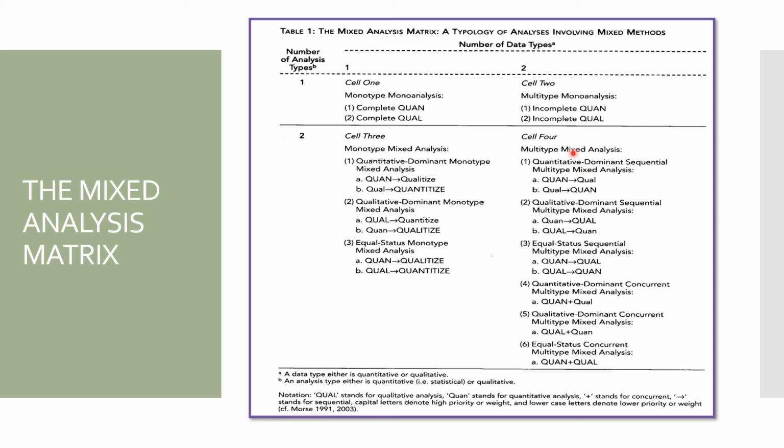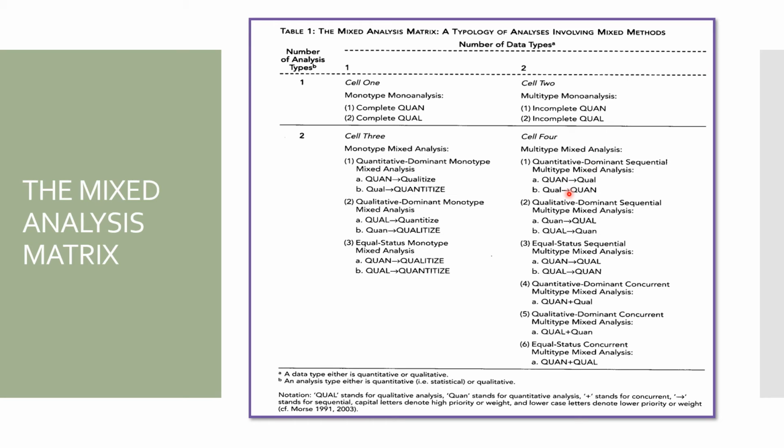In cell 4, which is our main focus here because this deals directly with mixed method, it can yield us 6 or maybe even more than 6. Some authors would have shown us more than 6 different types of multi-type mixed analyses. You can have a quantitative dominant sequential multi-type mixed analysis. It's multi-type because both data types and both analysis types are used, and it's also mixed.